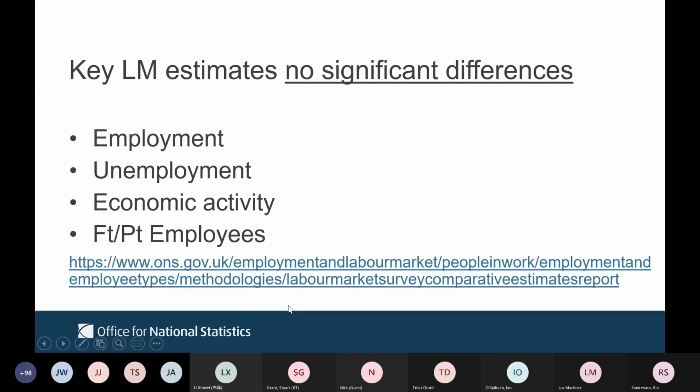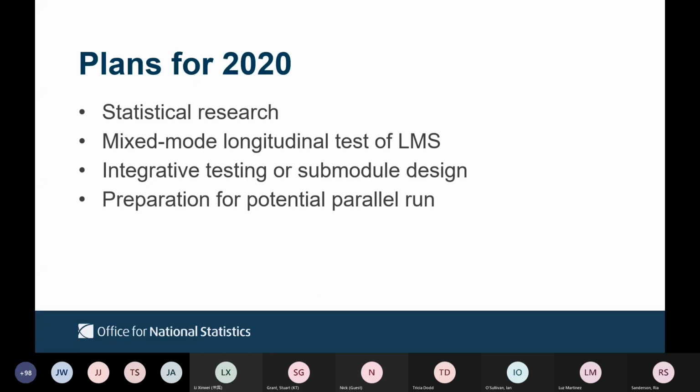But there were no significant differences in terms of the four key labour market estimates that our colleagues in Labour Market Division are particularly interested in. There were no differences in terms of employment, unemployment, economic activity, and in terms of the numbers of full-time and part-time employees. And again, there's a link here to the report that was published in January 2020.